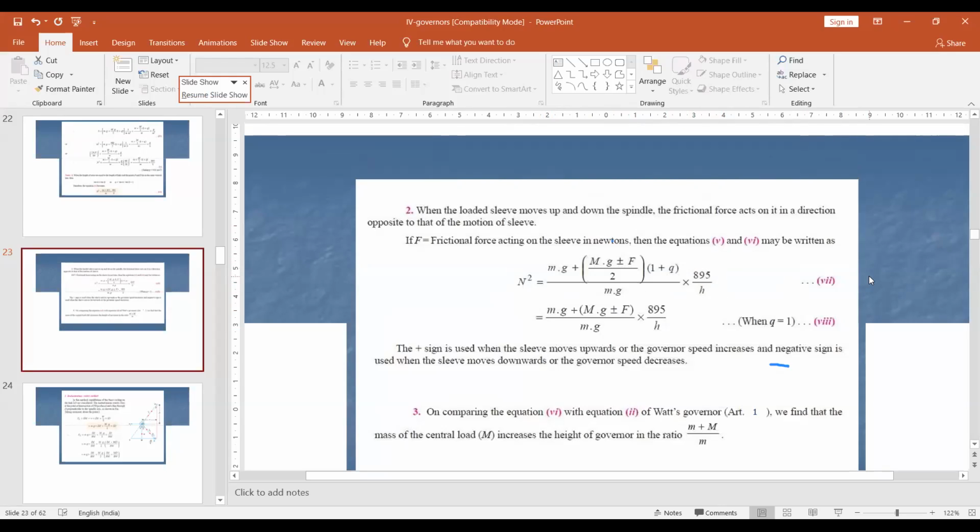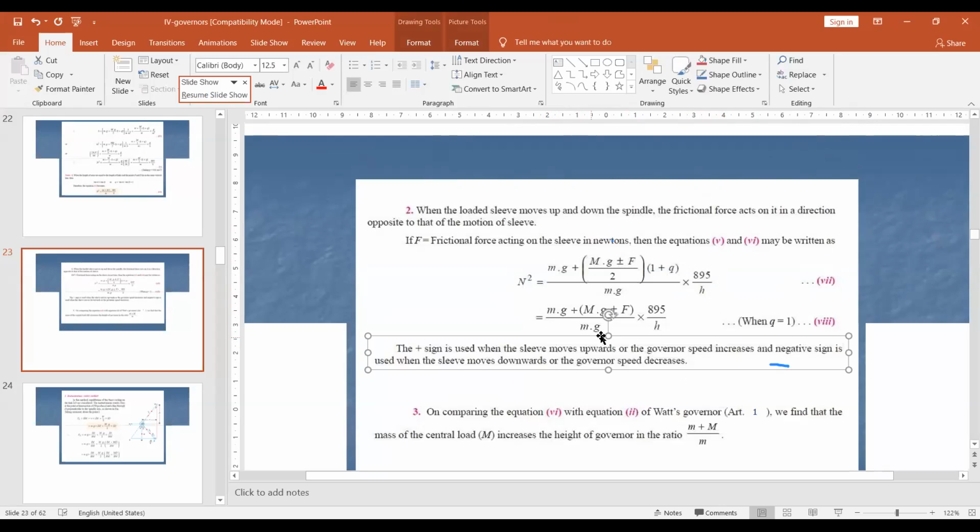Let us take this as equation number 7. And similarly we write this one: small mg plus capital Mg plus or minus f by small mg into 895 by h. Sometimes you may also write this equation when the q value is taken as 1, which means equal lengths of the arms and links. So simply substitute q equals 1. Then this 2 and this 2 cancel, and the remaining term is small mg plus capital Mg plus or minus f by small mg into 894 by h.